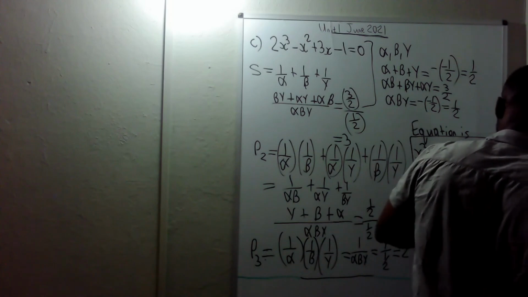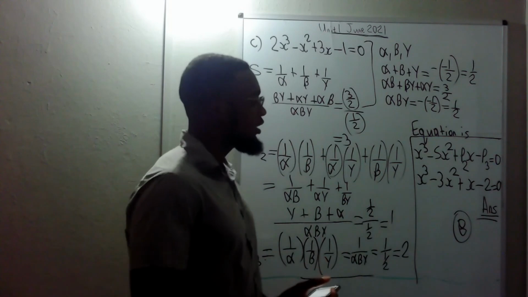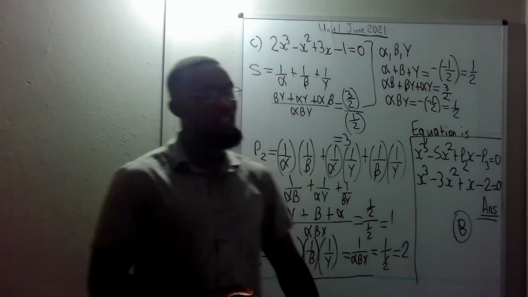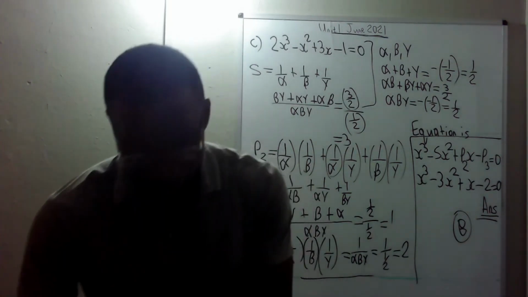That gives you 8 marks. x cubed minus 3x squared plus x minus 2 equals 0. That's your cubic equation, and you get 8 marks to do nothing. So that takes care of question 2.